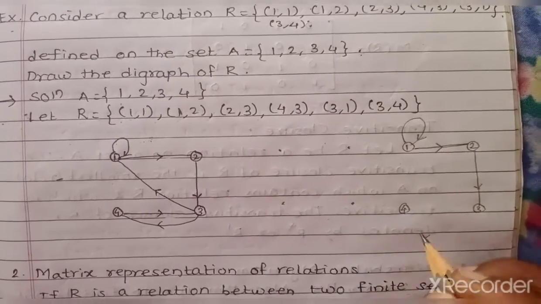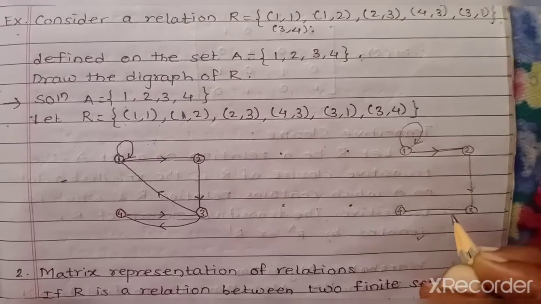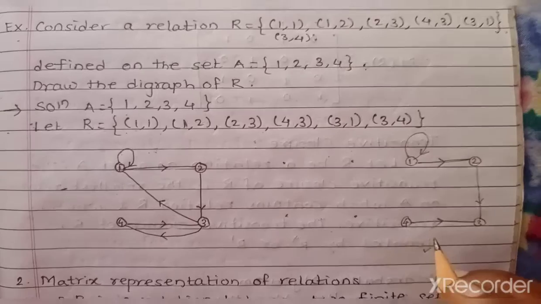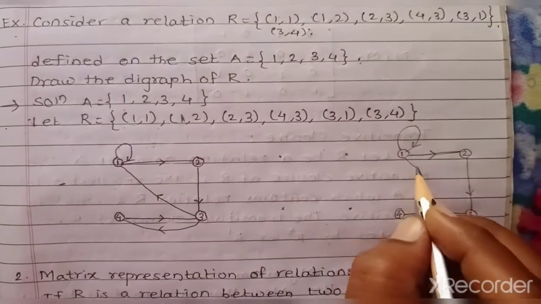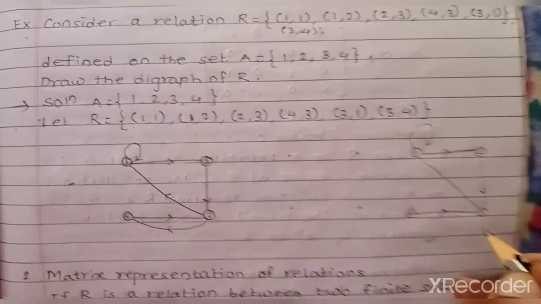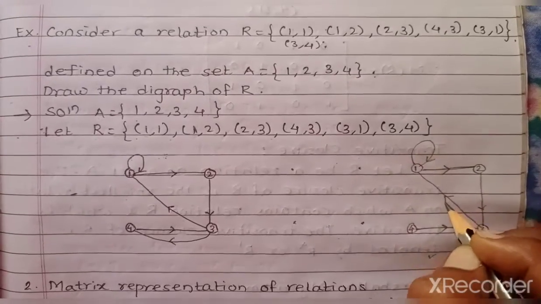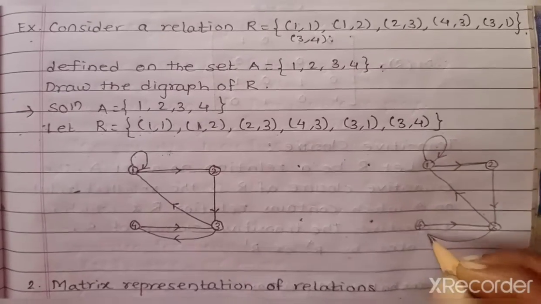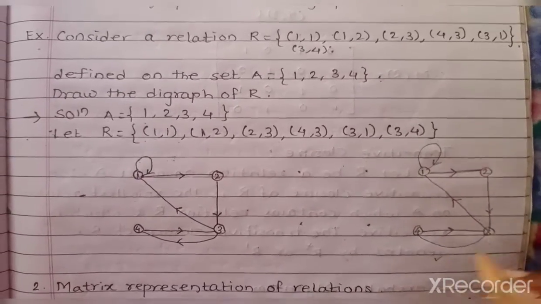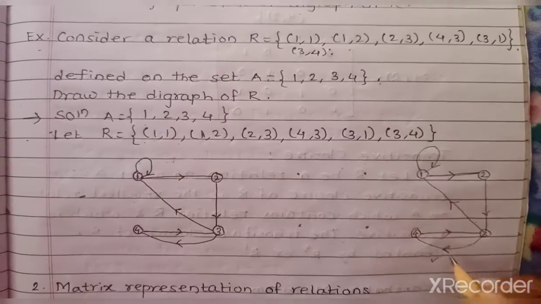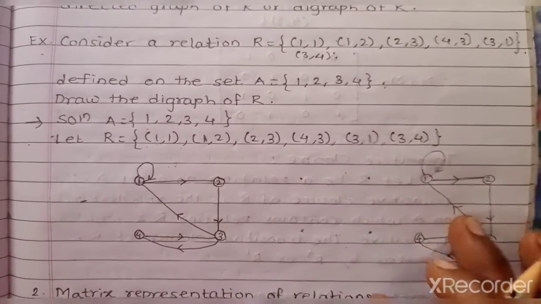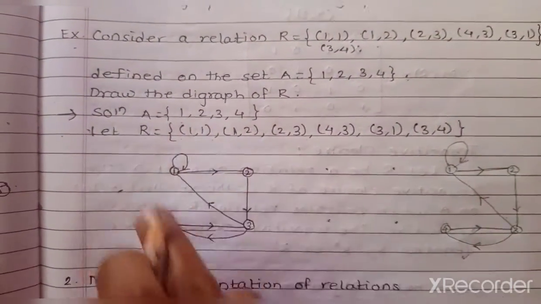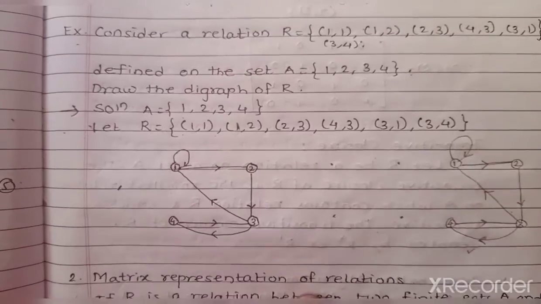Next, 4 to 3. See, it is 4 to 3, not 3 to 4, so we draw this line and this direction. Next, 3 to 1: we draw the line between them and draw the direction from 3 to 1. Then 3 to 4: we draw the direction in this way. So this is the corresponding diagram, or directed graph, of our relation R. Both versions are the same.